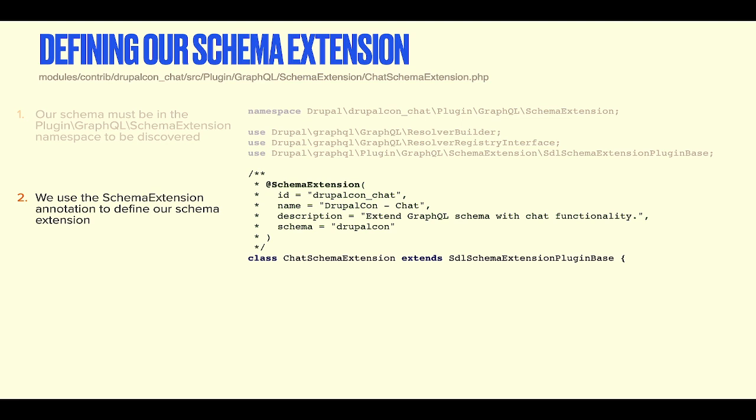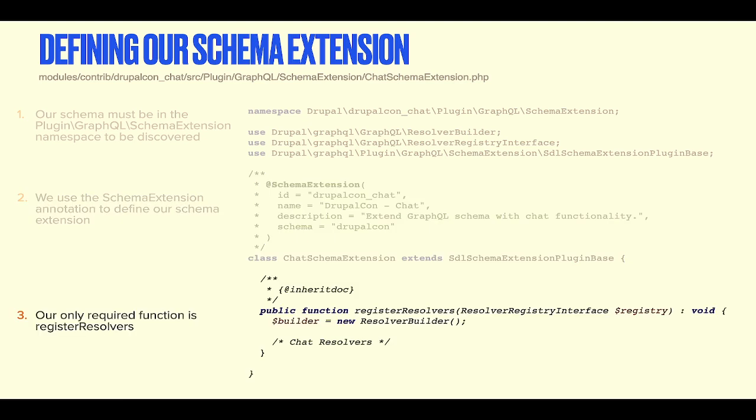So with our plugin class defined, our annotation defined, again, there's only one function that we actually need to implement, and that's our register resolvers function. We don't create our own resolver registry here, but we actually get the one that we returned from our base schema, and we again make a resolver builder so that we can add our fields to it.